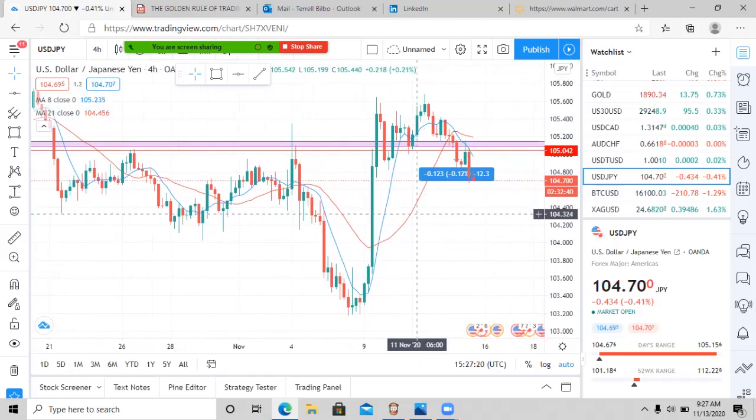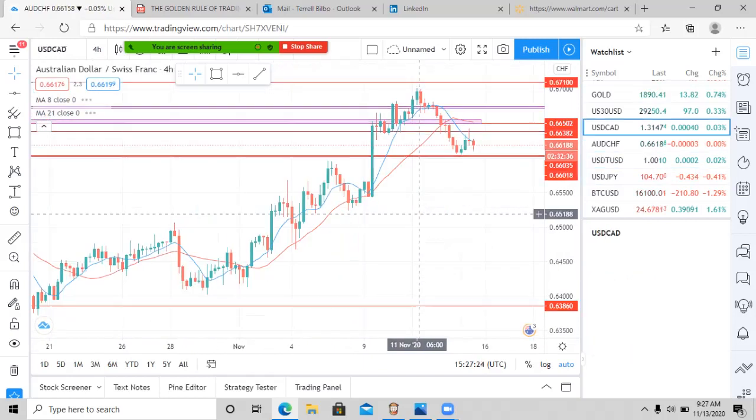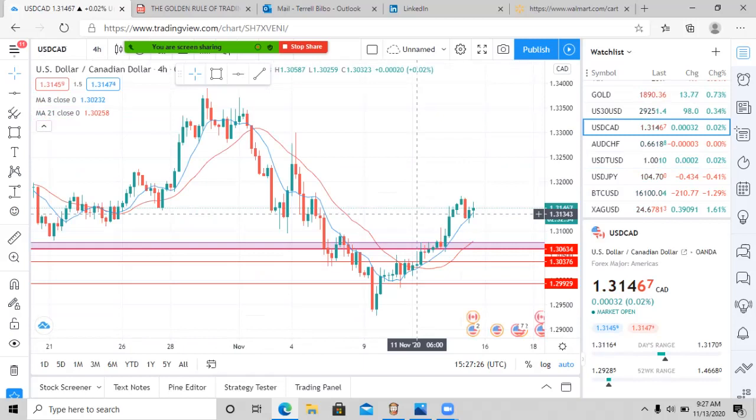So now what we want to look at is how do I draw a zone? So let's look at another chart. So let's go something that I haven't marked up yet.